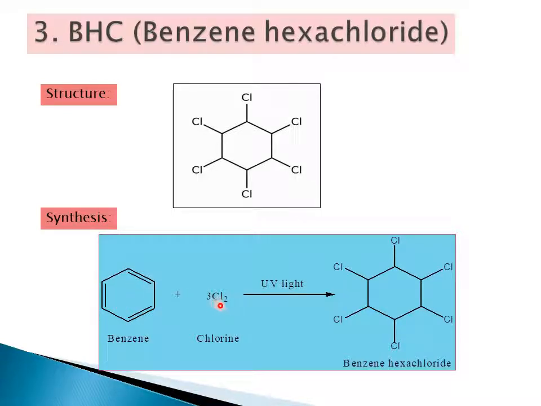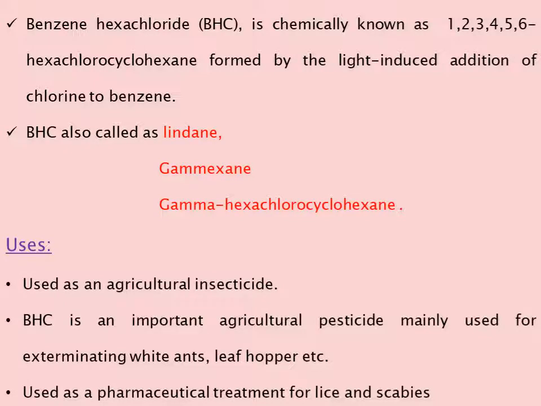One chlorine, Cl2, dissociates into Cl plus and minus, and it attacks the respective double bonds. It gives benzene hexachloride. Benzene reacts with chlorine in the presence of UV light. It gives benzene hexachloride. And next, what is the chemical name of benzene hexachloride?